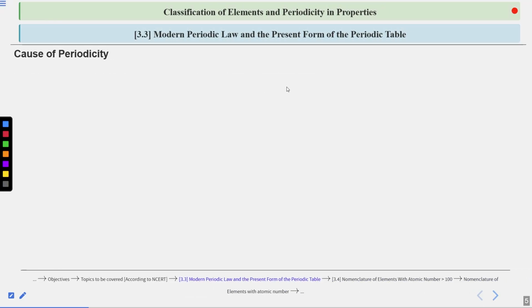First of all, we will try to understand what is the cause of periodicity. In yesterday's class, we discussed that atomic weight was not good for classifying the elements. So what was concluded in that class? That we should move on to something else which is able to give a good classification of elements.